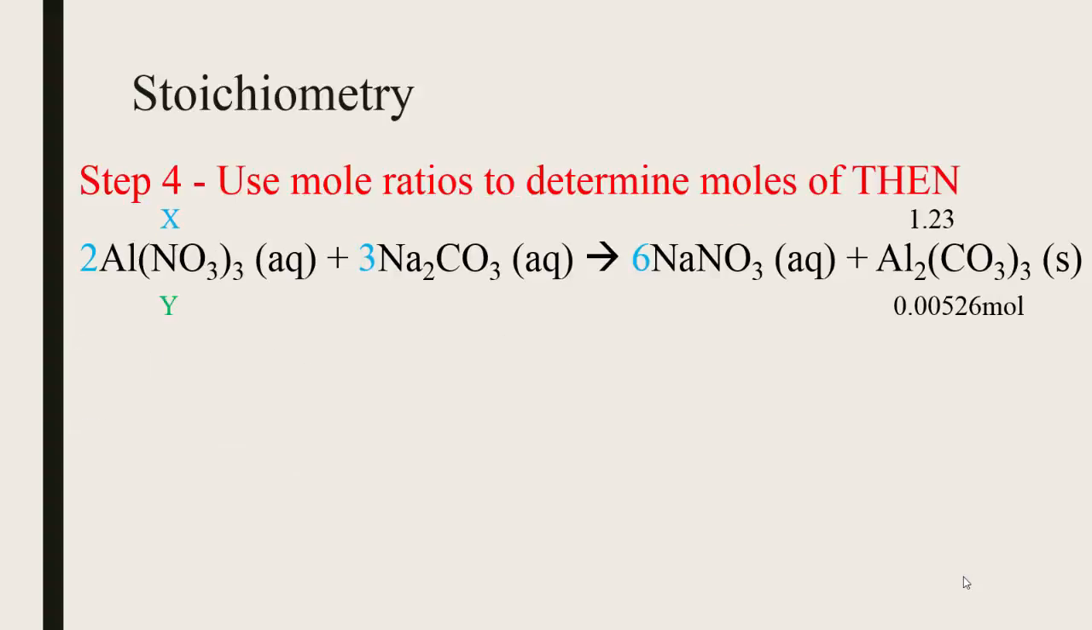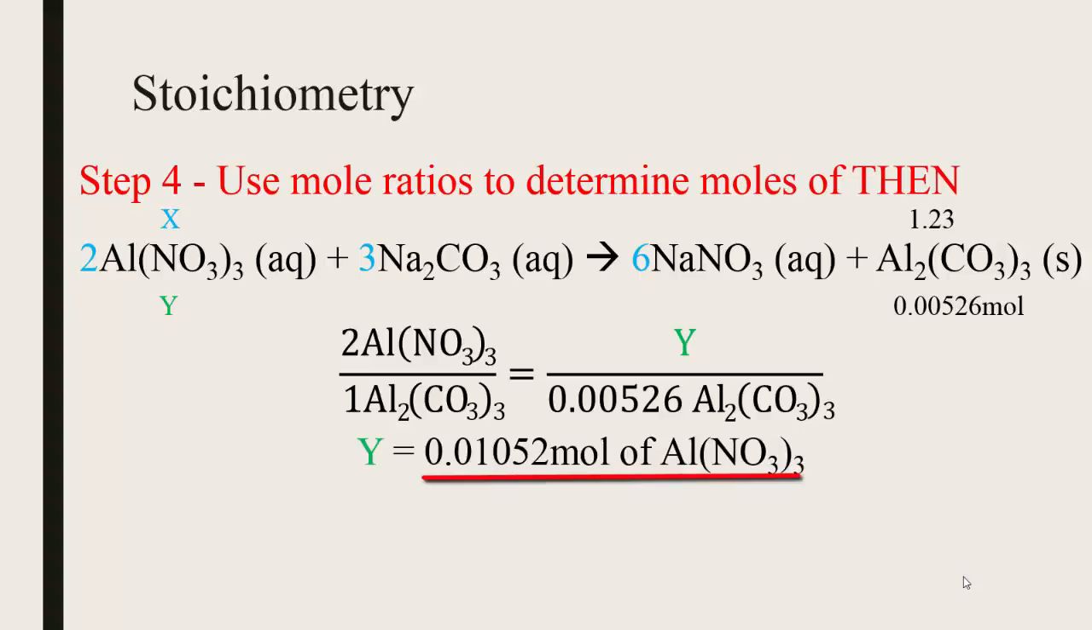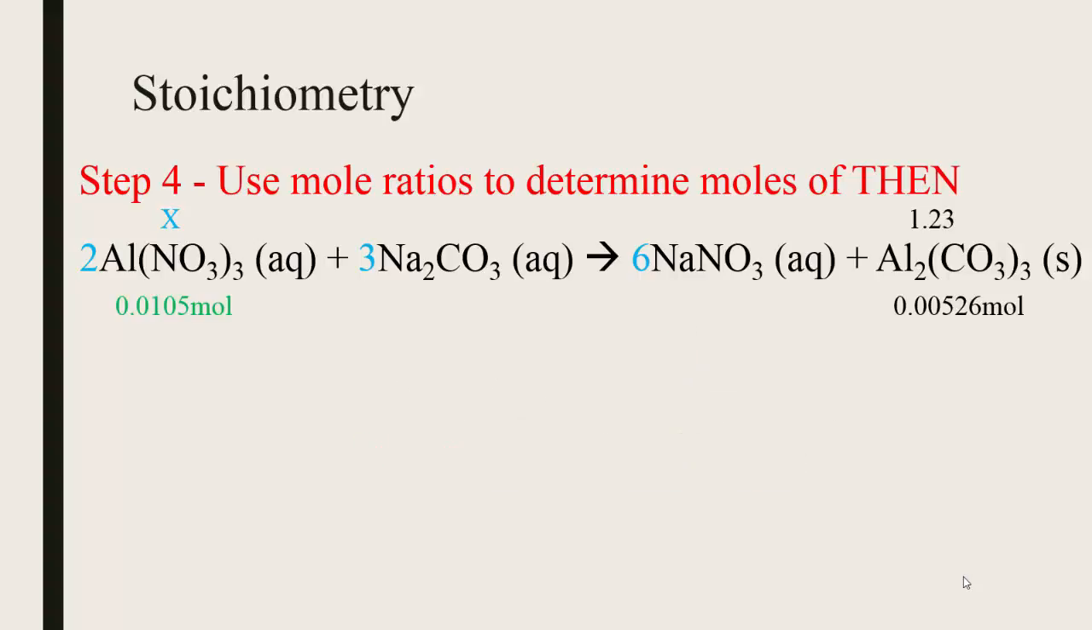Step 4, use mole ratios to determine the moles of the then. So the then will be Y. I set up the equation. I cross multiply and divide. I get this value for the Y, 3 sig figs again. So 0.105 moles of aluminum nitrate are required. But the question asks for grams, and I remember that because I have the X written above the aluminum nitrate.